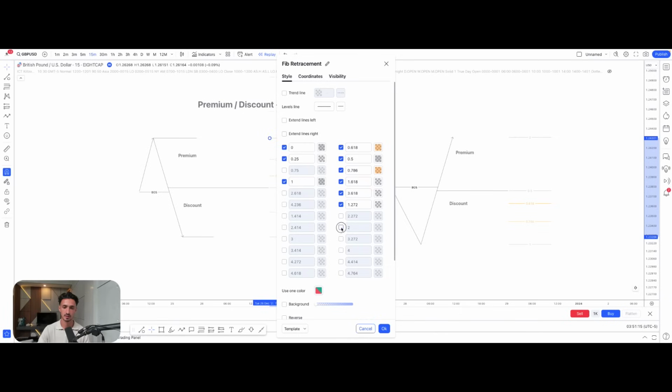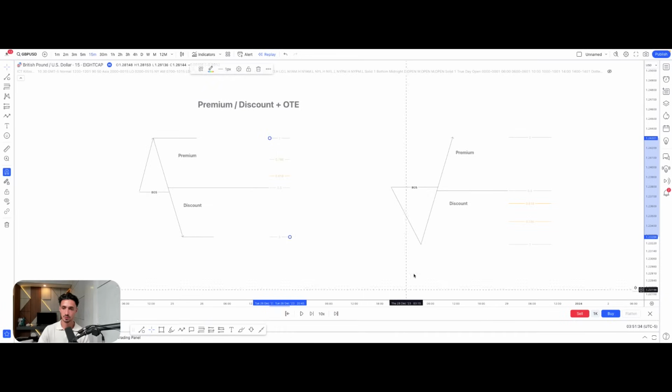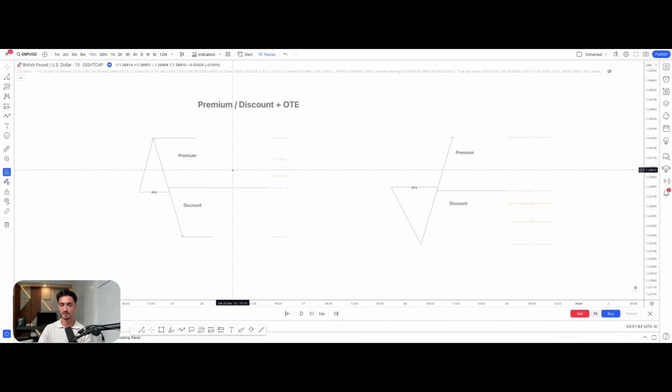It's going to look like this, so I have all of these buttons selected. Unselect everything other than 0, 1, and 0.5, which is your equilibrium. For now, just do 0, 1, and 0.5. That's going to give you the high, the low, and the middle. That's what's going to allow you to settle your premium and discount. Anything that's above 0.5 is a premium, and anything below 0.5 is a discount.